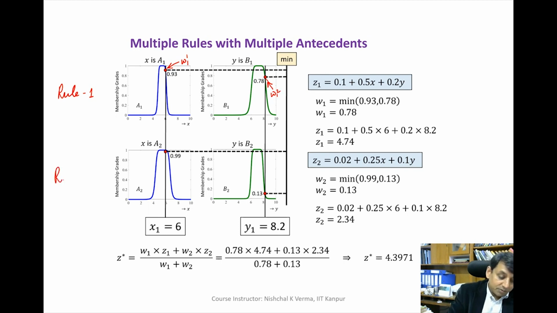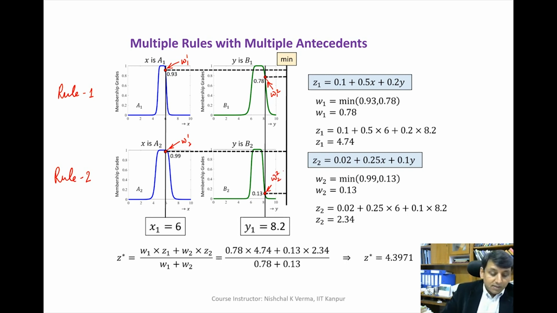Similarly, when we use rule 2, we get this intersection point corresponding to x1 equal to 6 as W2,1. For y1 in rule number 2, for the second antecedent, we get the point of intersection as the membership value, which represents the W2,2.